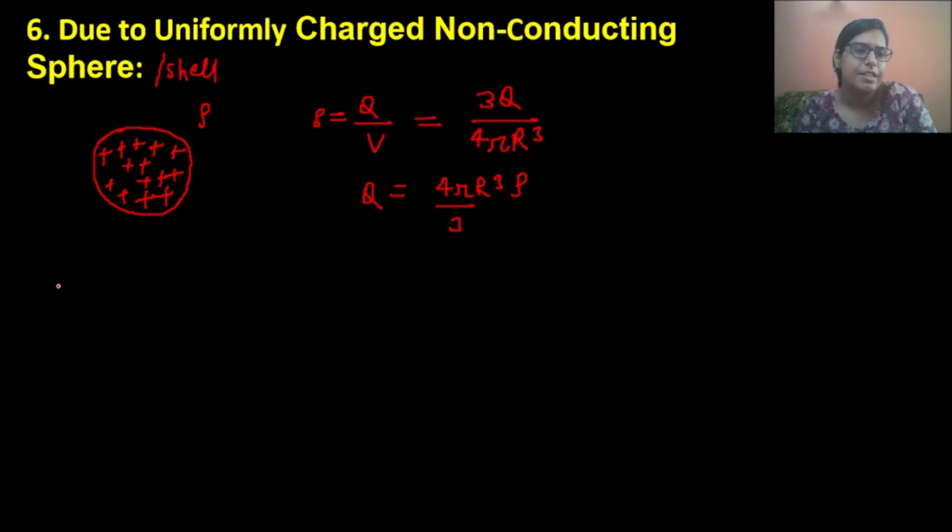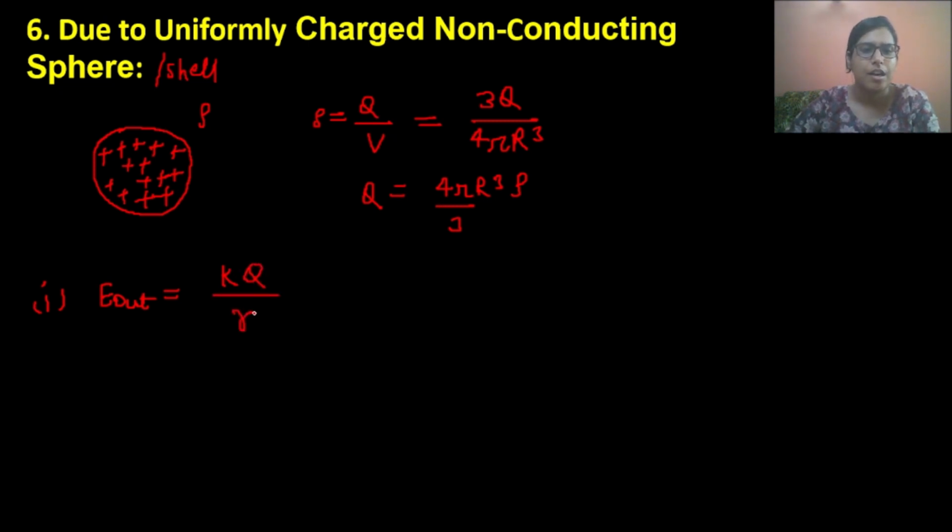Now, the first case is outside the sphere. We can assume the sphere as a point charge, and that will be kq upon r square, where r is the distance from the center of this sphere. The second case is the surface. It will be kq upon capital R square.